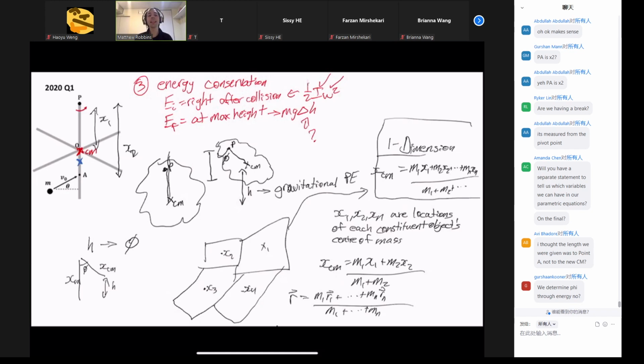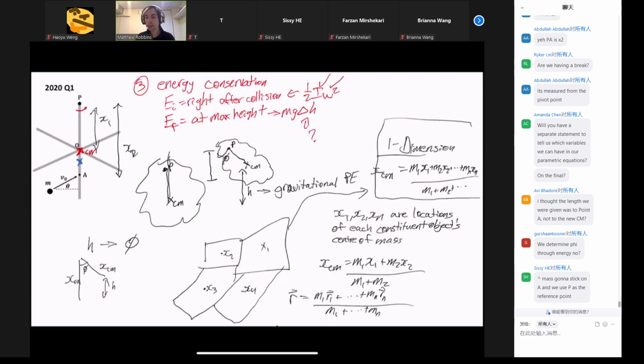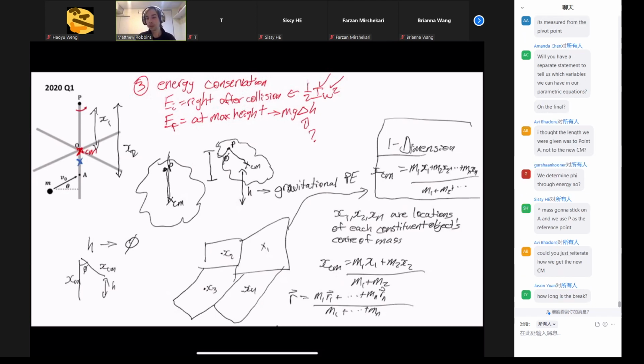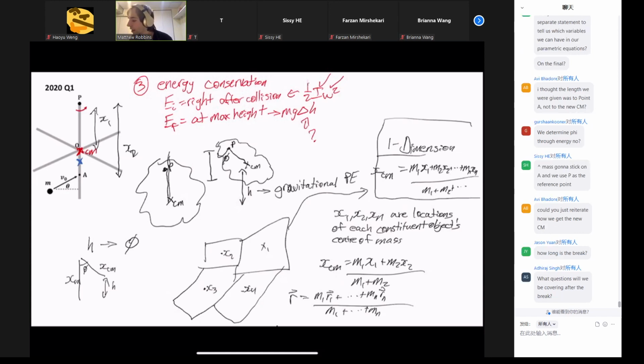So then for the length, what we care about is the new center of mass. Point A allows us to calculate where the new center of mass is going to be located. And then ultimately you determine it by doing conservation of energy, and then you're done. Anything else that I can answer before we have a break? So then before talking about the break, the way that we get the new center of mass is basically by using this equation. We use our center of mass equation.